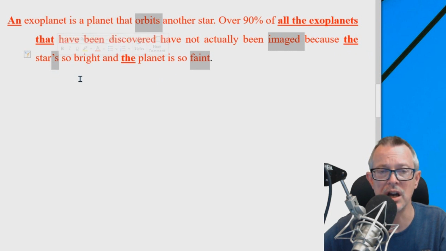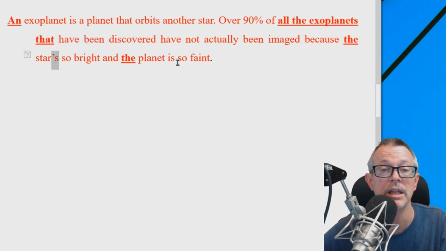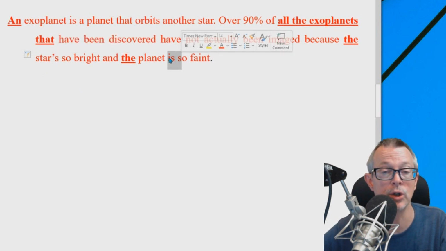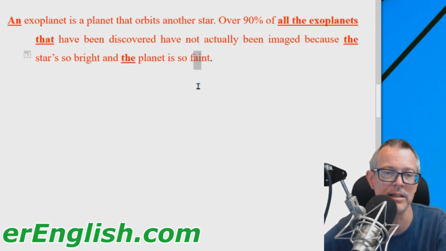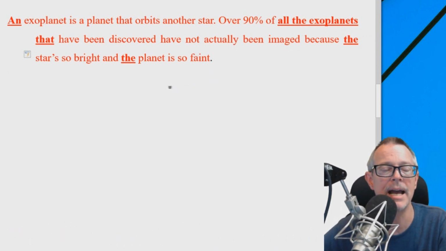The star's so bright. Yeah, lots of people left off the S. The planet is so. Planet is. That's tough. Is so. Faint. All right. And once again, F-A, not E, F-A-I-N-T.